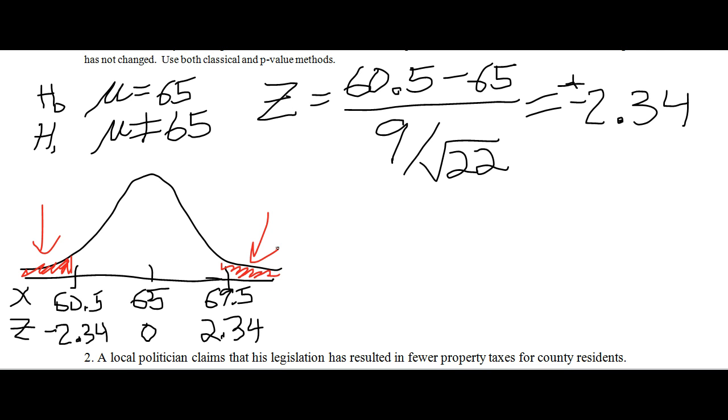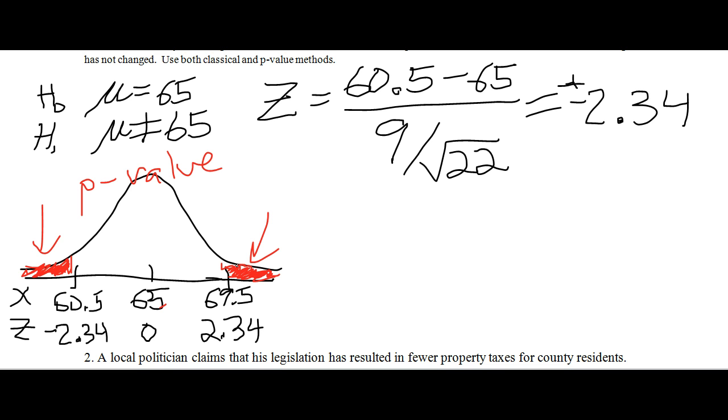And so my p-value is the sum of these two areas. And when I figure out what that sum is, I figure, okay, assuming that this is our population mean right here, the 65, what is the probability that I will get a sample mean less than 60.5, or because it's a two-tailed test, greater than 69.5?